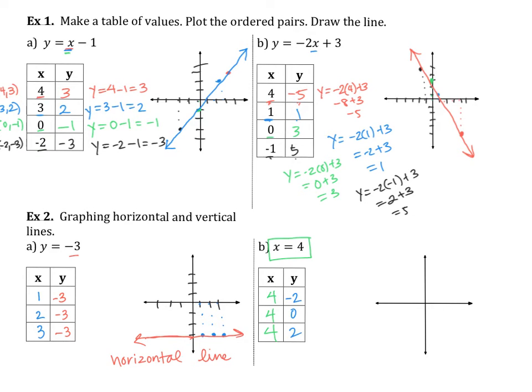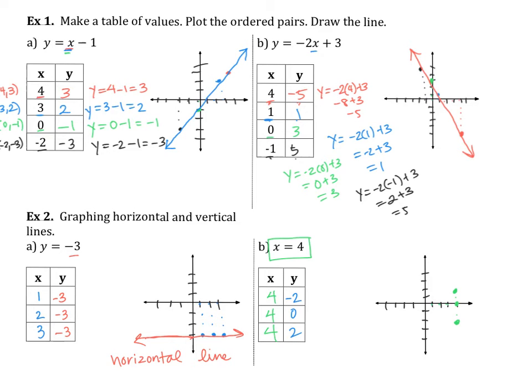Okay, let's see. I'm going to go to 4 because that's my biggest number. I'm trying to make these equally spaced. And then I'm going to graph my points. So 4 comma negative 2. So x is 4, so I go to the side 4. 1, 2, 3, 4, down 2. Okay, then I got y is 0. So to the side 4, 1, 2, 3, up 0. And then to the side 4, 1, 2, 3, 4, up 2.